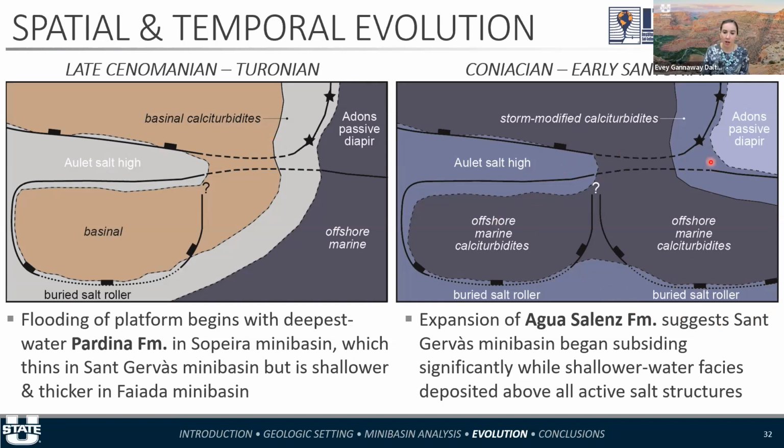This continues into the Coniacian and early Santonian, with the expansion of the Agua Silence here, suggesting that this mini basin really takes off at this point, the San Gervas mini basin, I should say. And at this point, we expect to find shallower water facies above all of these active salt structures.